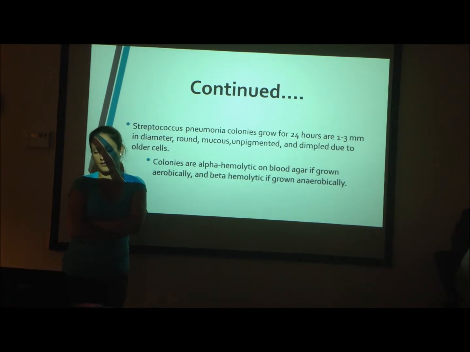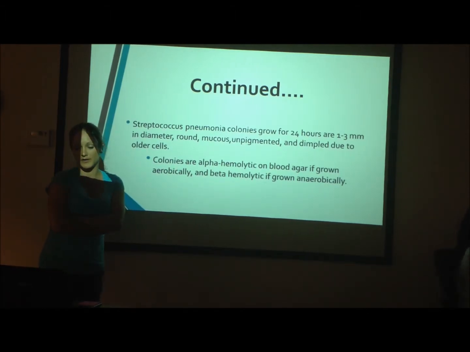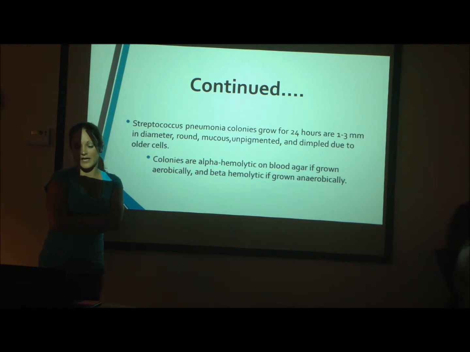Streptococcus pneumonia colonies grow for 24 hours, and they're 1 to 3 millimeters in diameter. They're round, mucoid, unpigmented, and dimpled due to older cells. Colonies are alpha hemolytic on blood agar if grown aerobically, and beta hemolytic if grown anaerobically.